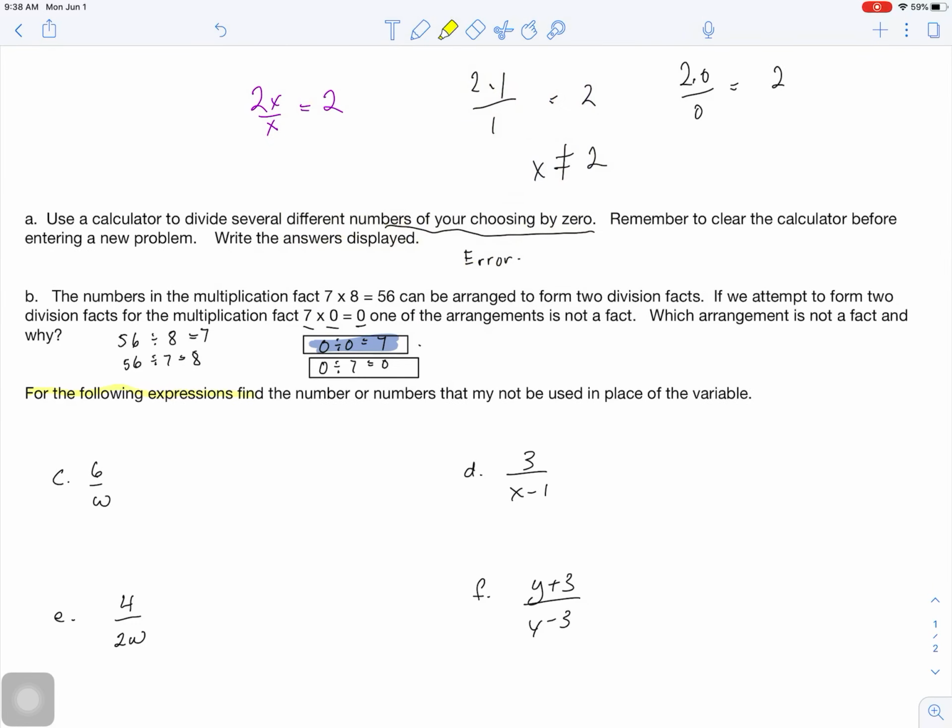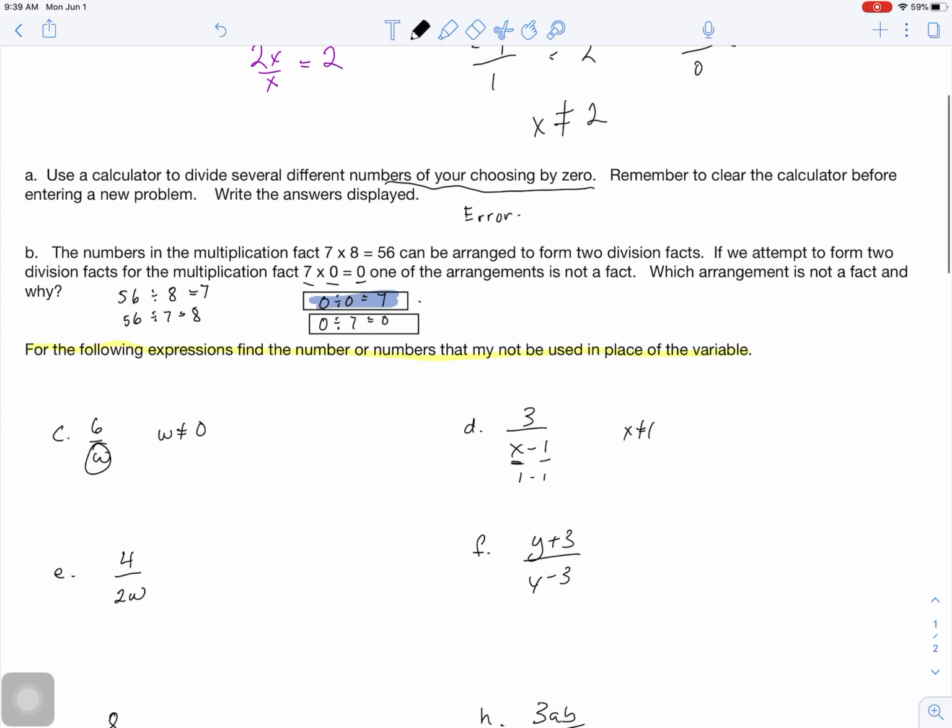So the next piece that we get asked about is, for the following expressions, find the number or numbers that cannot be used in the place of the variable. So some of that's very easy. You have to look at which one's going to make this 0. Well, in C's case, it's fairly easy, right? Because W would not be able to be 0. X minus 1. Well, what's going to make our bottom 0? Well, that would mean that X would have to be 1, because that would be 1 minus 1, and we can't do that.